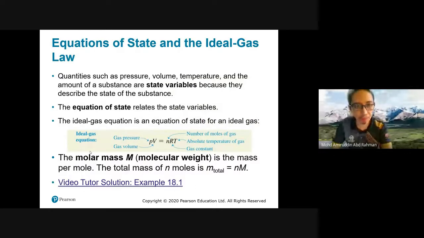So we have the equation of state of the ideal gas. In the ideal gas equation, we have the relationship of gas pressure times volume equals nRT, where n is the number of moles of gas, R is the gas constant, and T is the absolute temperature of the gas. So PV equals nRT. The molar mass, M, is the mass per mole, equal to M total divided by n. The total mass equals n, the number of moles, times M, the molecular weight. So that's the relationship between those equations.